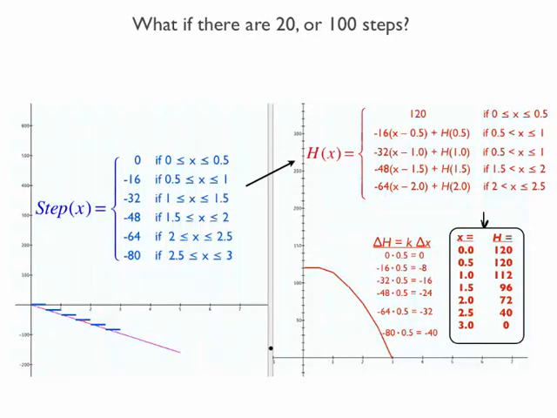So if there are 100 steps, then how many lines in our step function? 100. How many lines in our piecewise linear accumulation function? 100. So there's a trade-off. If you want something that's better, it takes more work, a lot more work.